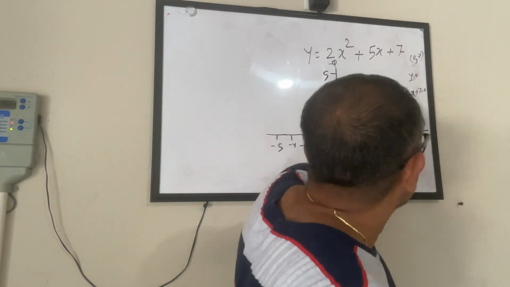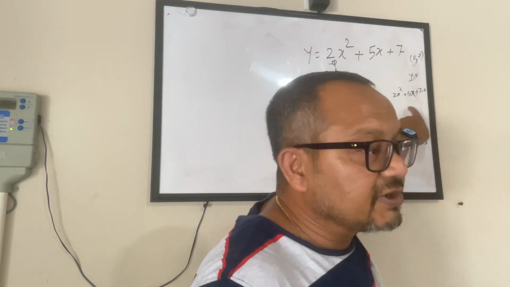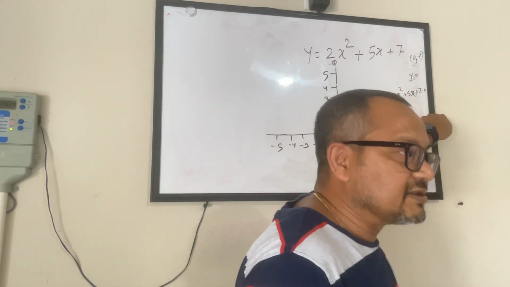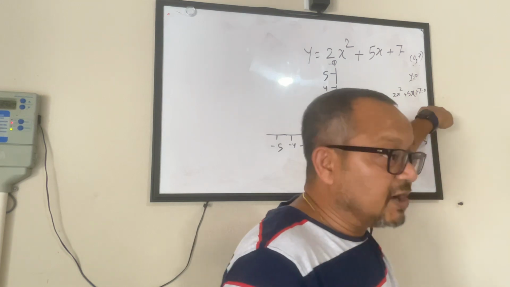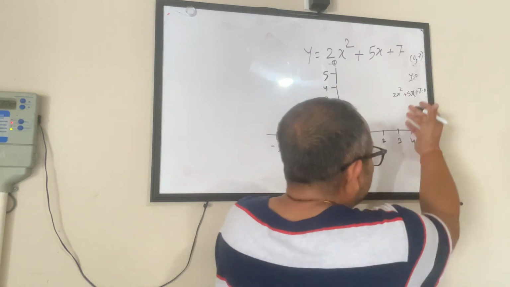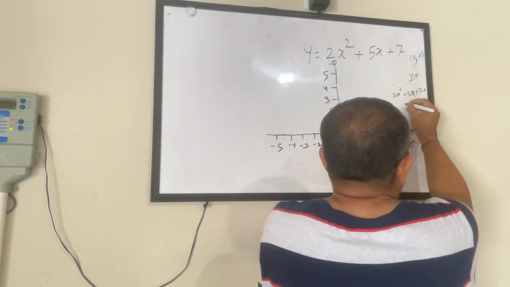2x squared plus 5x plus 7 equals 0. This is a quadratic equation that you have to solve and find the corresponding value of x. I am not putting effort into solving this right now, because we know there are different ways of solving it. So I am not doing it right now.